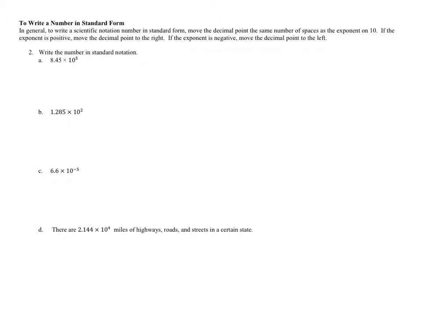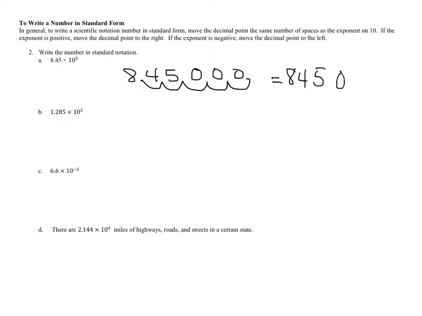So here we go. 8.45 times 10 to the 5th. So I'm going to do 8.45, and I'm going to move my decimal point 5 places to the right. 1, 2, 3, 4, 5. Any missing places, I add 0. And then I'm not lazy, I write it out without all the squiggly guys. And there it is. I'll put in a little comma. Okay, so that's 845,000.